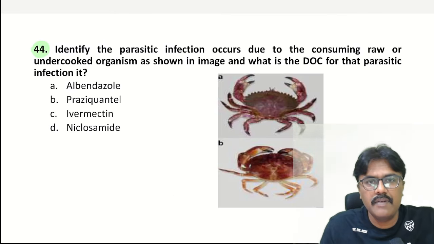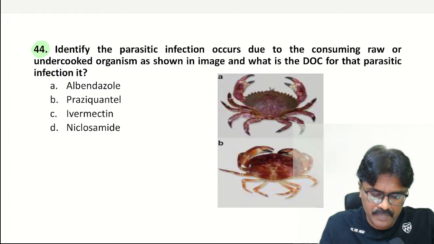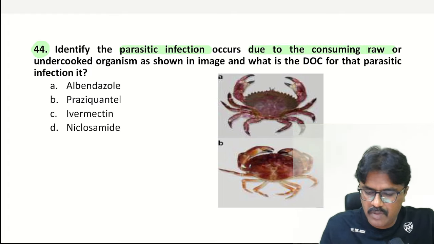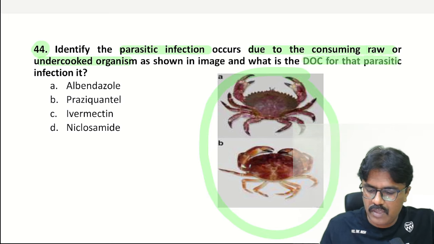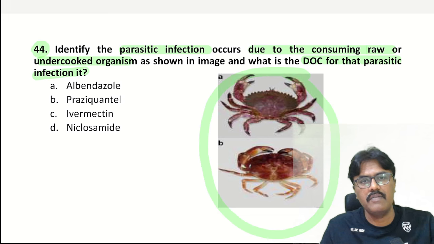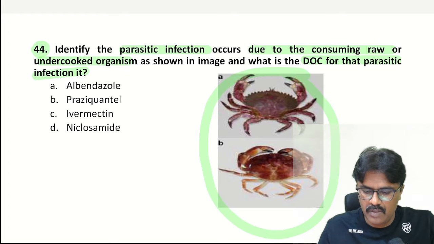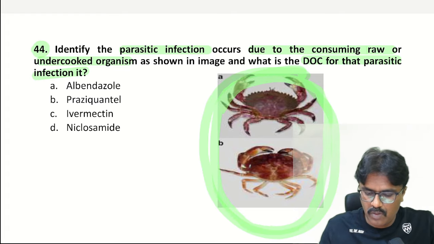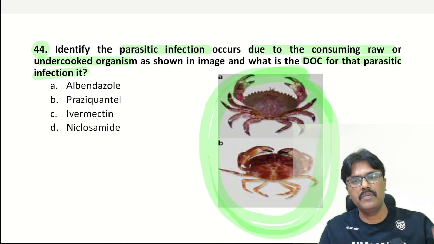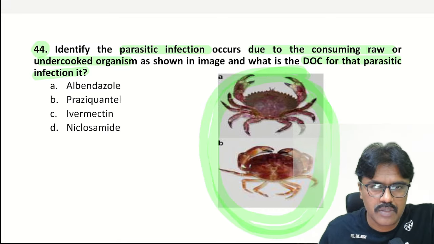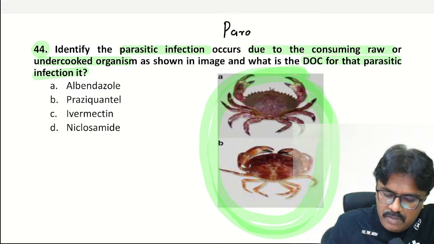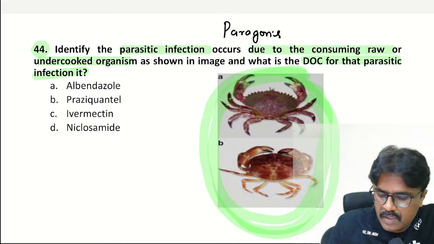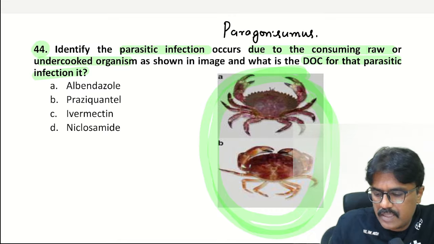Again, this one, integration with microbiology. Identify the parasitic infection that occurs due to consuming raw or undercooked organism as shown in the image. What is the drug of choice for that parasitic infection? What you are seeing is crab. Now, what parasitic infection occurs when you eat raw or undercooked one? The infection is Paragonimus westermani, which is called lung fluke.